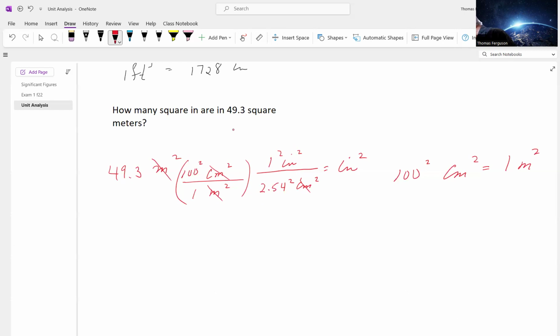So we have it's just a matter of cranking this baby out. Does everyone see where I got the conversion factors? Yeah, because we're working in square area, we have to square everything.